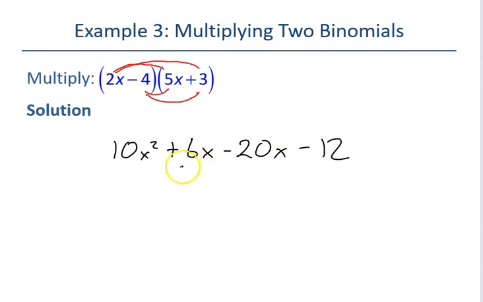Notice I still need to combine like terms in the middle. I'm going to have positive 6 minus 20. So my final answer here is going to be 10x squared.